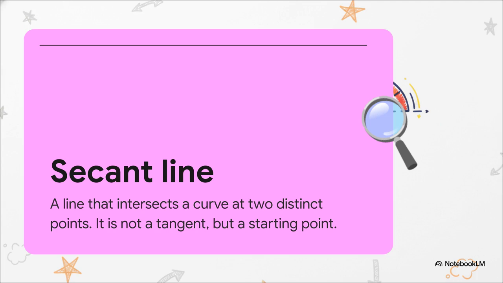So mathematicians had to get super clever here. They asked, well, what if we pick a nearby point Q and draw what we call a secant line? A secant line is simply a straight line that intersects the curve at 2 distinct points. Now, it's definitely not a perfect tangent, but it gives us a desperately needed starting point.